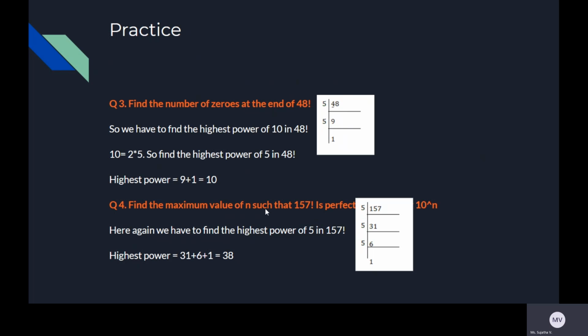Find the maximum value of n such that 157 factorial is perfectly divisible by 10 raised to n. That is the wording there. The question is the same. You are required to find the highest power of 10 in 156 factorial. That is what it means. So here again 10 can be factorized into 2 and 5, and we can do the factorization by 5 and go on like that, right? So we get 31 plus 6 plus 1, which is equal to 38. I hope this is clear.